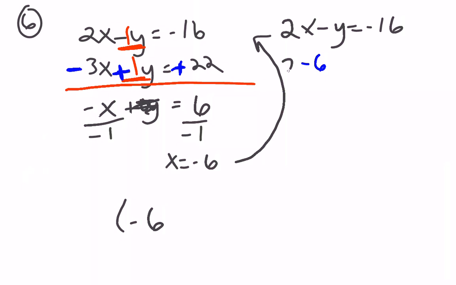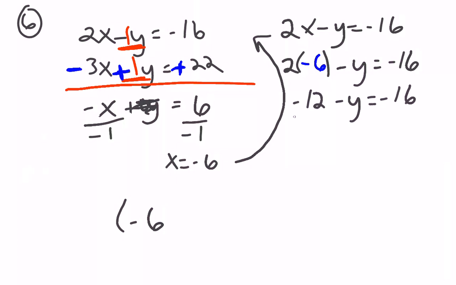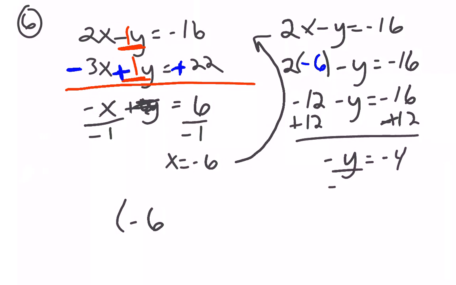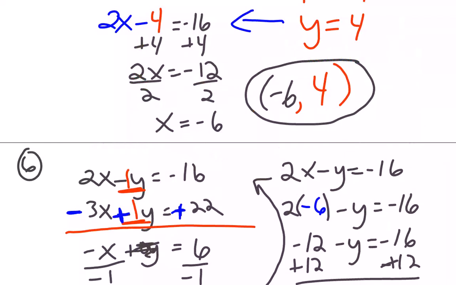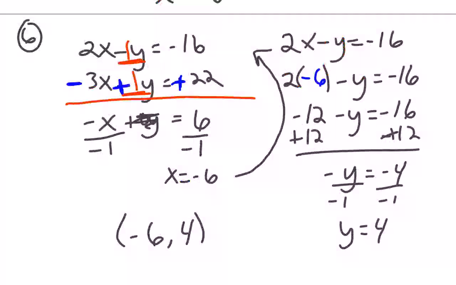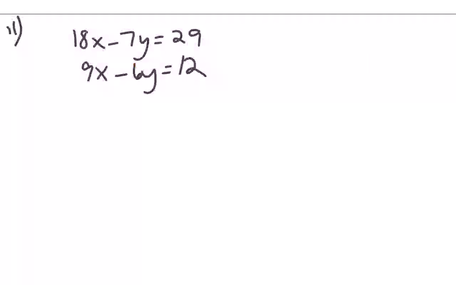So 2 times -6 minus y equals -16. So -12 minus y equals -16. Add the 12. So -y equals -4, and divide by -1. So y equals +4, which hopefully is the same answer we got before. I already can't remember. Yep, -6, +4.